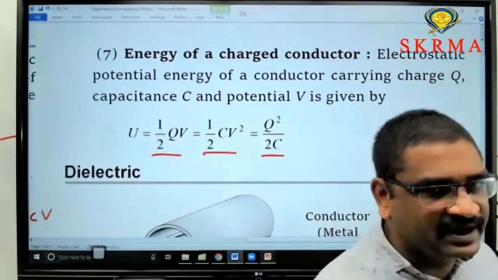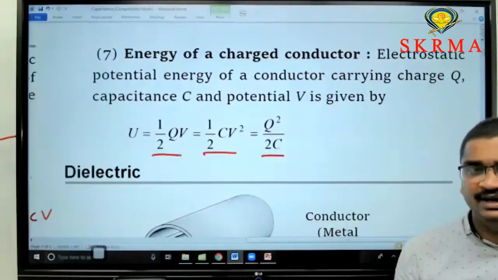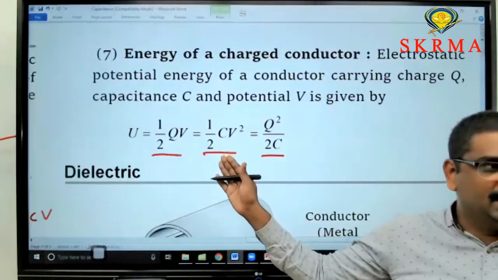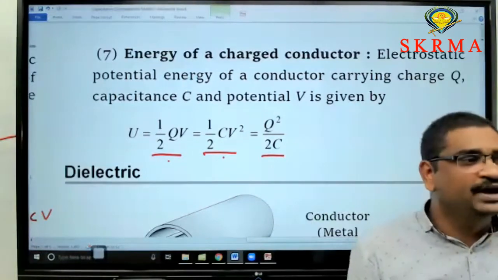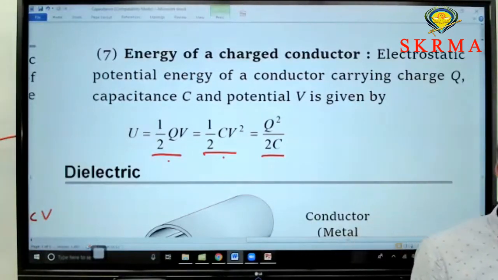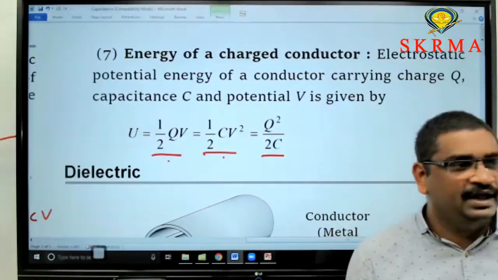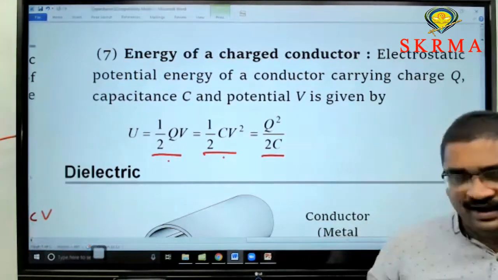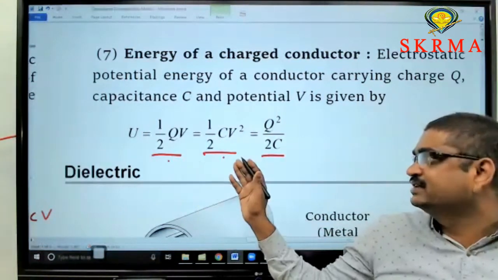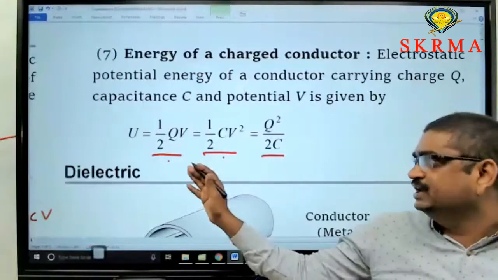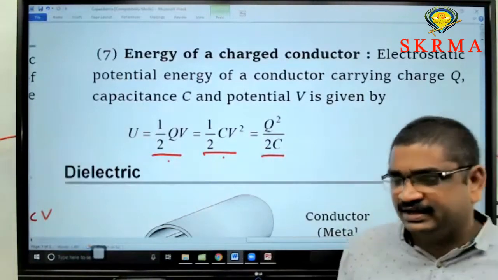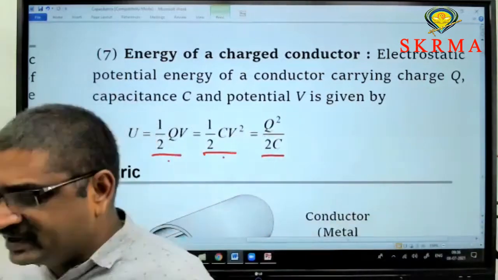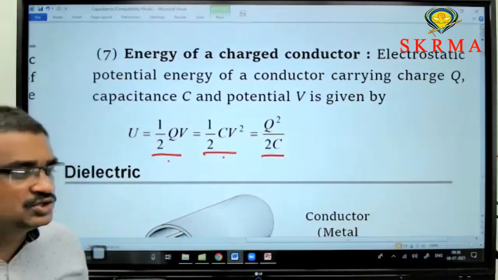What is the formula for energy stored in a capacitor? Half CV square, or Q square by 2C, or 1 by 2 into Q into V. These are the formulas for energy stored in a capacitor. So which type of energy is going to be stored?